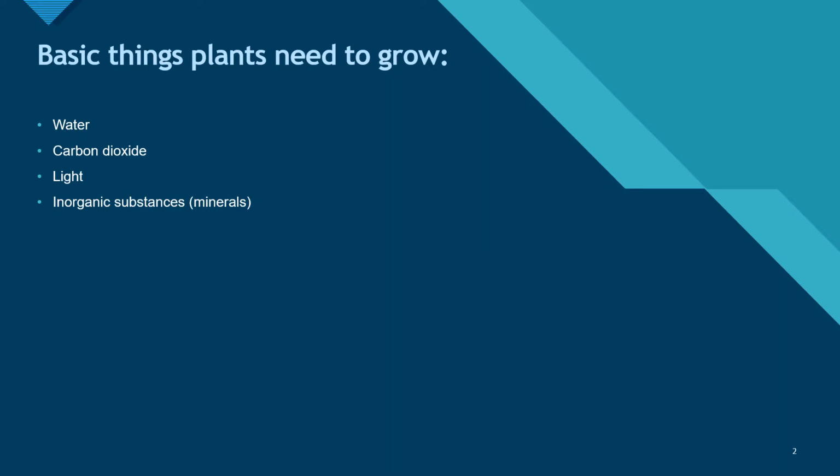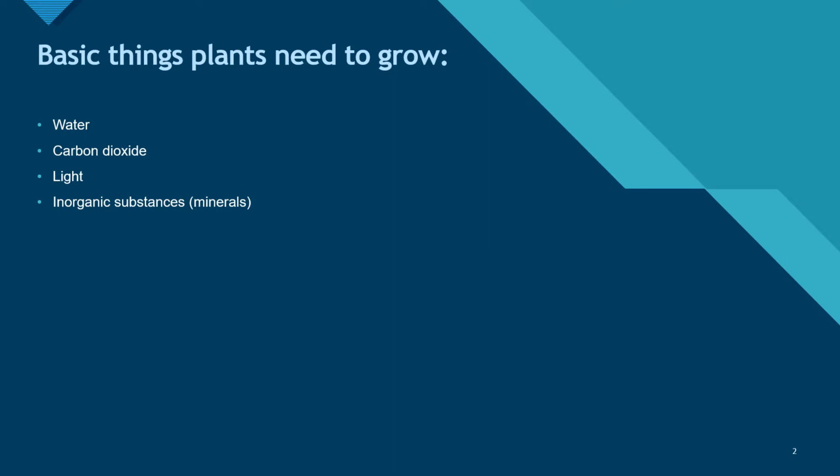However, when you think of things that plants need to grow, if you think back to our grade 2, grade 3 knowledge, you probably think of things like water, carbon dioxide, light, and then things like minerals and food. Well, those are absolutely correct. Plants do need those things to grow.